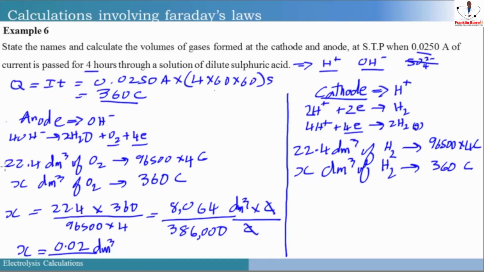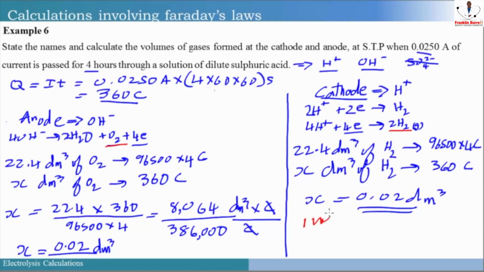Now, as you can see, the same calculation here would apply for H2, because the molar volume is the same, the number of electrons liberated would be the same, and the number of coulombs would be the same. But there's only one difference. So here, if we calculate, X should be equal to 0.02 dm cube, which is what we got for oxygen. Now, this is where the important point comes in.